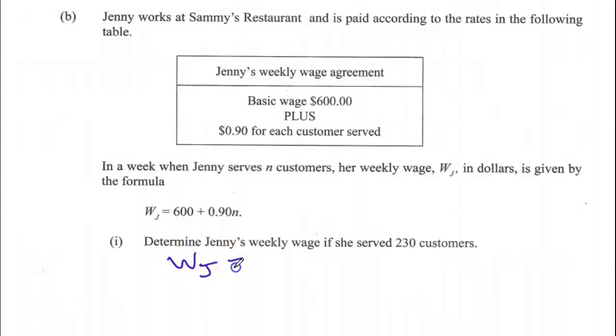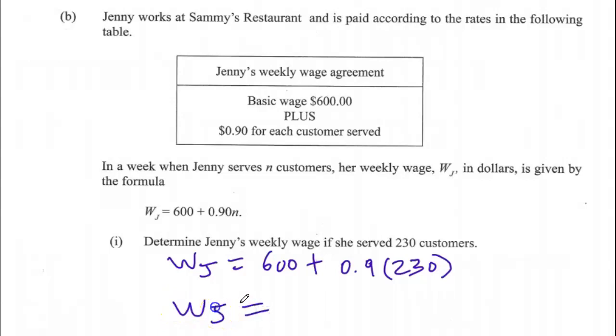So weekly wage for Jenny will be 600, that's her basic, plus 0.9 times the amount of customers served, which is 230. And this works out to be, let's use a calculator and do this problem. So 600 plus 0.9 times 230, we get 807, which means Jenny's weekly wage would be $807.